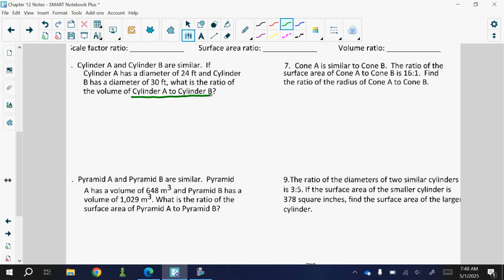Okay, so now it did specify, it's saying we're going from cylinder A to cylinder B. So I always imagine ratios as new over original. So if you're going from cylinder A to cylinder B, then that would mean cylinder B is your new one, cylinder A is your original.